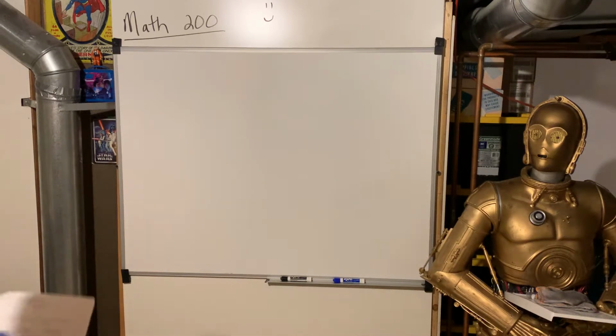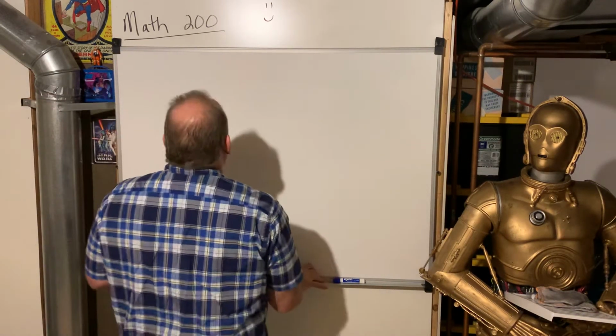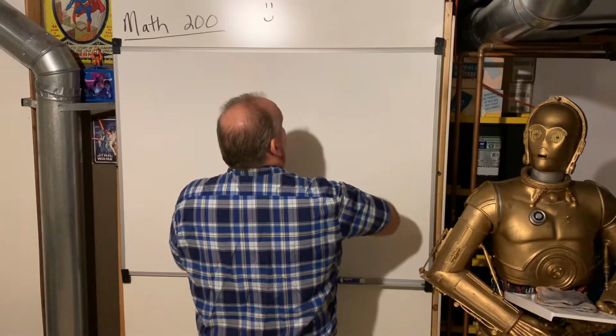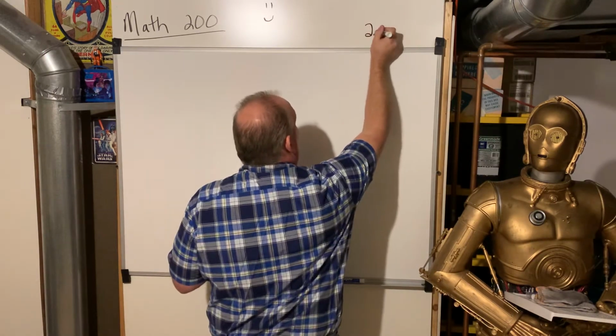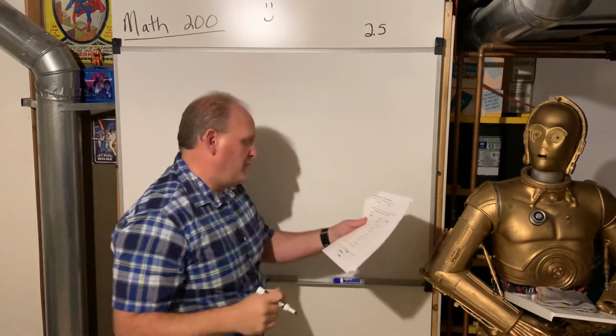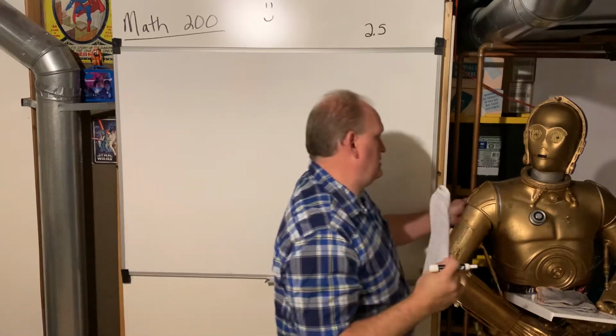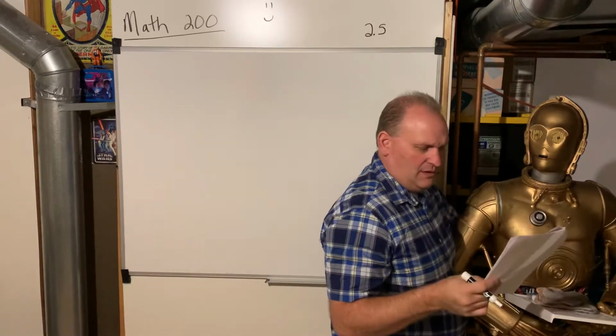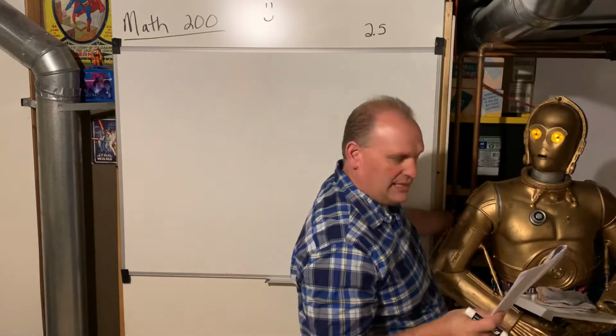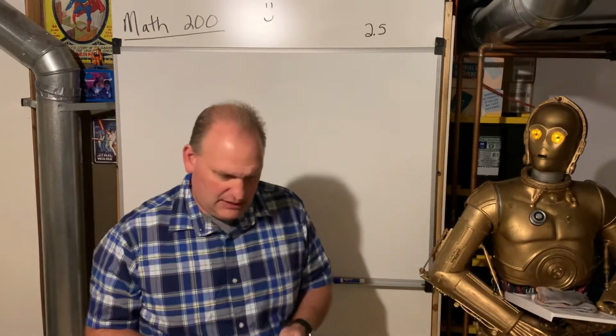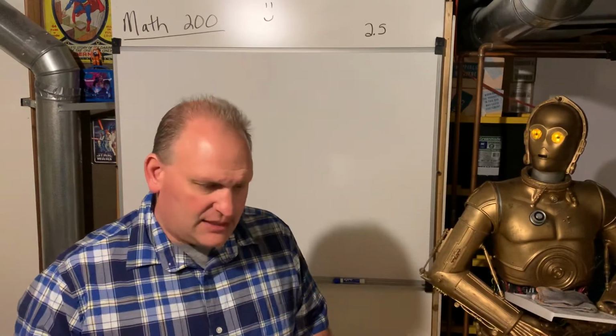Okay, we are back. This is Math 200. We are looking at section 2.5 from the note packet. That is page 12. Turn on C3PO's eyes. And let's get started.